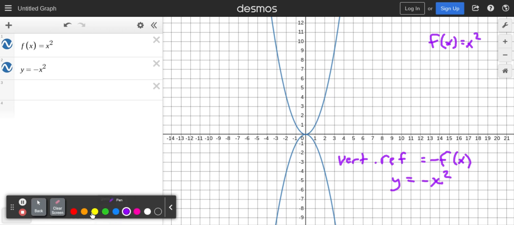Last one here, I want to look at a horizontal reflection. So remember, horizontal reflection, now we're going to do f of negative x. So we have our x squared here, but instead of x, we're going to square negative x. So y is going to be equal to negative x, quantity squared.